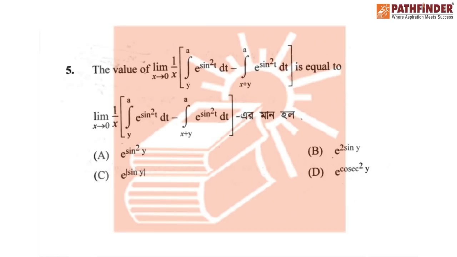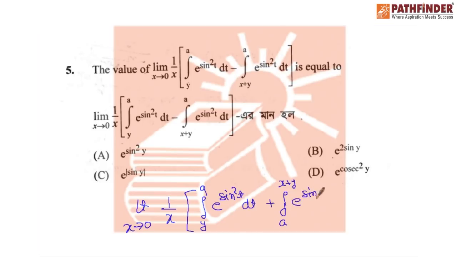Here in this question, limit x tends to 0, 1 by x, integration y to a e to the power sin square t dt. Now we'll change the limit here. So if we change the limit, then we can change the sign. So plus a to x plus y e to the power sin square t dt.